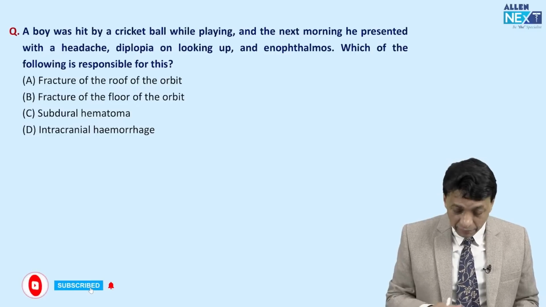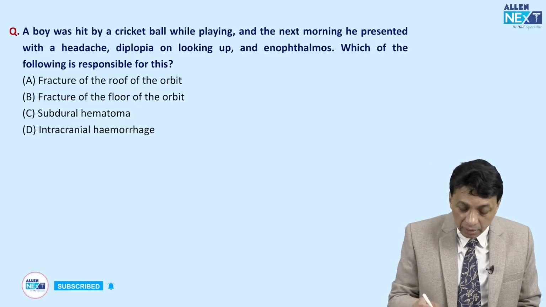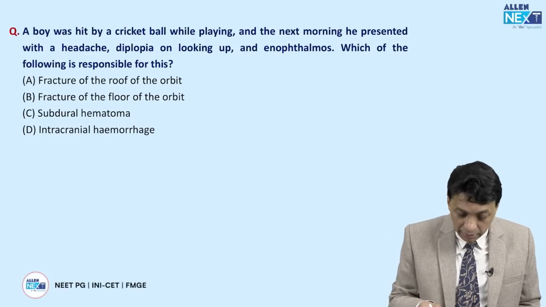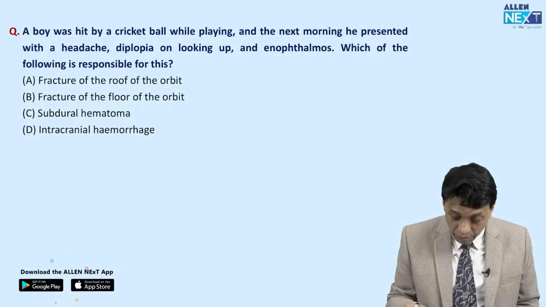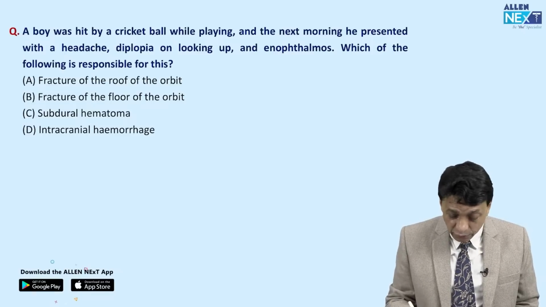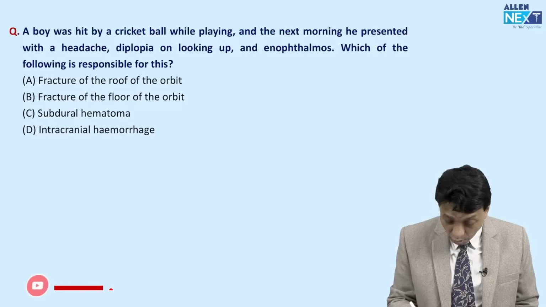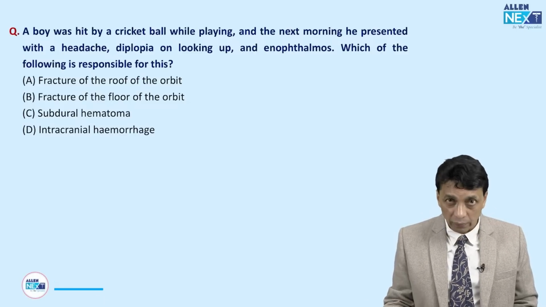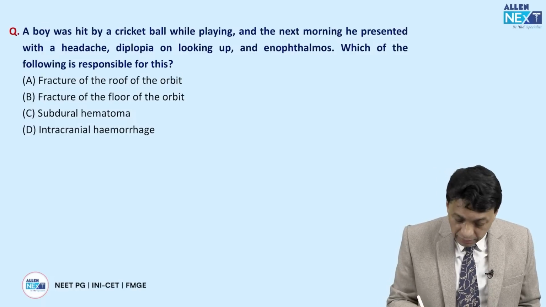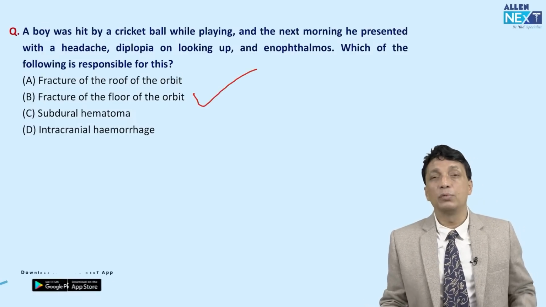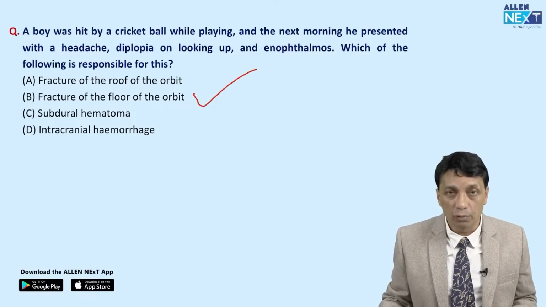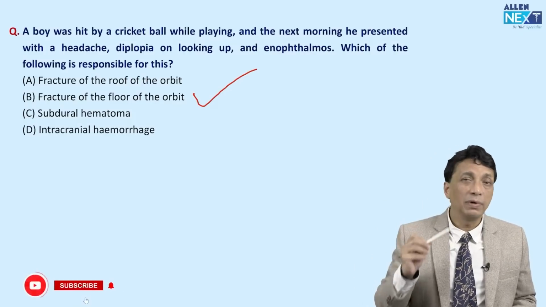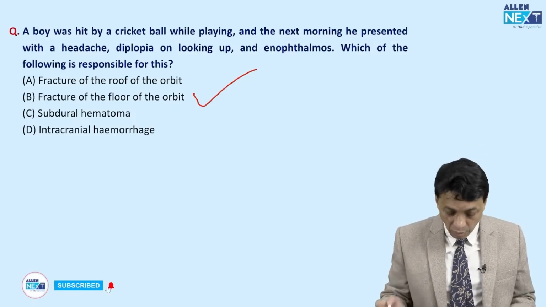Okay. Very well. Then a boy was hit by a cricket ball while playing, and next morning he presented with a headache, diplopia looking up, and enophthalmos. Which of the following is responsible for this? Fracture of the roof of the orbit, fracture of the floor of the orbit, a subdural hematoma, or intracranial hemorrhage. And all of you must have got this right. It is the fracture of the floor of the orbit. This is called a blowout fracture, where the most commonly fractured wall of the orbit is the floor, isn't it?